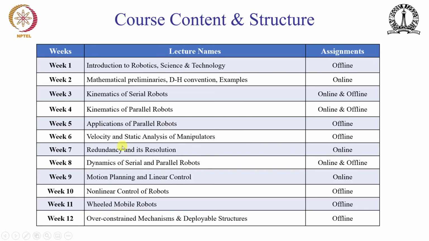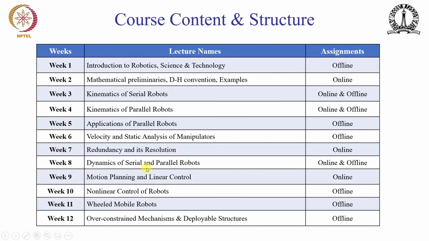In week 6, we will look at velocity and static analysis of manipulators. In week 7, we'll look at redundancy and its resolution. There are many robots which are redundant, meaning that there are many more degrees of freedom than what is required. So how do we model and analyze such hyper-redundant and redundant robots?